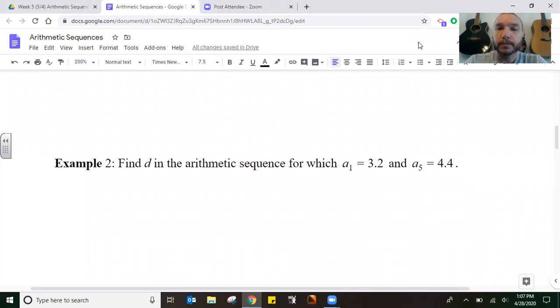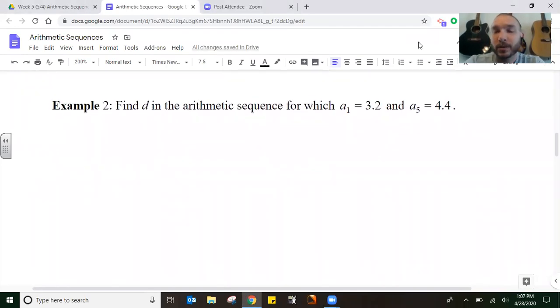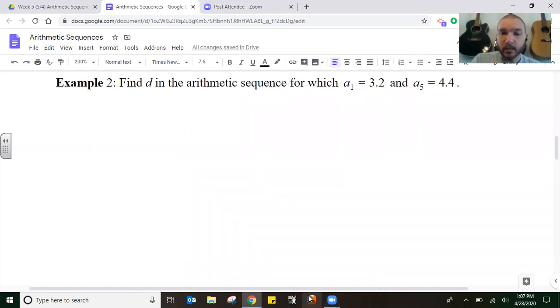Let's try another one. Uh-oh. So this time, we don't know the sequence. We only know a sub 1 and a sub 5. Some people think they can create some pattern and add some specific value to get there. You could, but because we have the formula, it makes that a lot easier. So d is going to be our variable in this one. That's what we're looking for. And then we know a sub 1 and we know a sub 5.